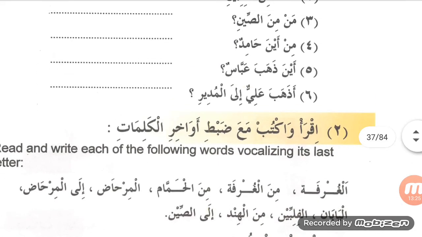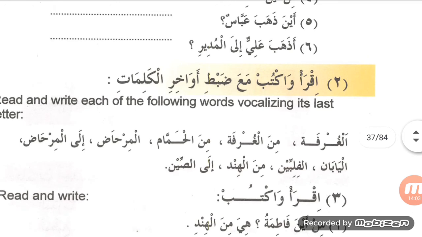Likewise, you can have a look at the following questions. Min ayna Hamid, where is Hamid from? Ayna dhahaba Abbas, where did Abbas go? Adhahaba Aliyun ila al-Mudir, did Ali go to the principal? A is used to ask a question. Dhahaba means he went, it's a fi'l, past tense verb. Ali, did Ali go? Ila means to. Ila is a harf jar. Ila al-Mudiri, to the principal. Adhahaba Aliyun ila al-Mudir, did Ali go to the principal?